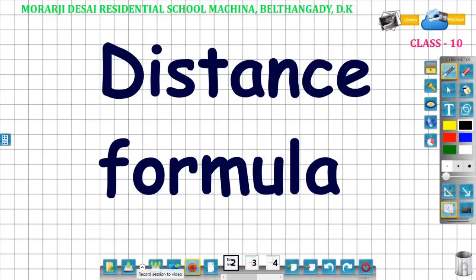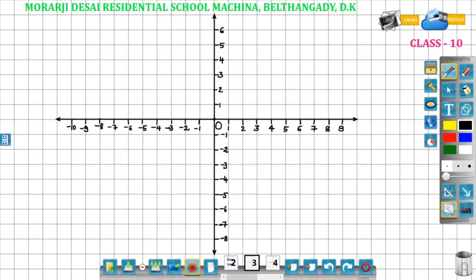Dear students, today you are going to learn about a new topic, that is distance formula. Look at this. It is a quadrant plane where two axes are placed perpendicular to each other. Horizontal line is called x-axis and vertical line is called y-axis.